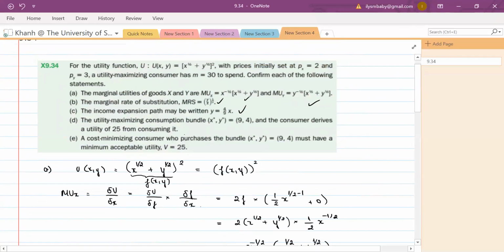Now, the last part is asking you to find the cost minimizing bundle X star and Y star, and confirm that it must have a minimum acceptable level of utility equal to 25.